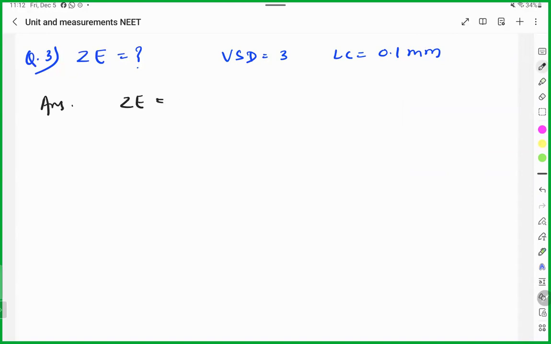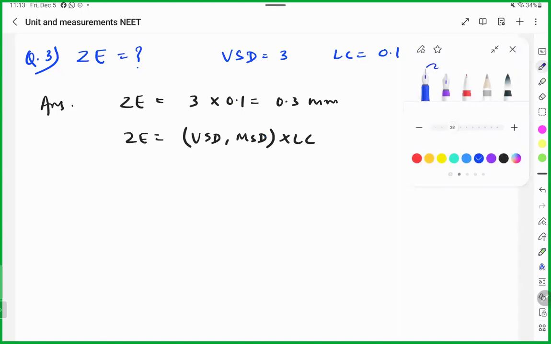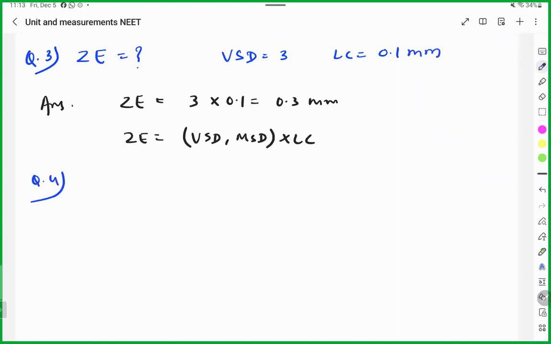The Vernier scale division that coincides with the main scale division is 3, and the least count. So, what will be the answer? Done. Yes or no, guys? Done. Why? Because zero error is equal to the Vernier scale division which coincides with the main scale division, multiplied by the least count. Done. Any doubt? No, sir.